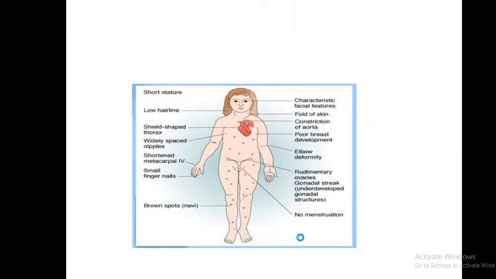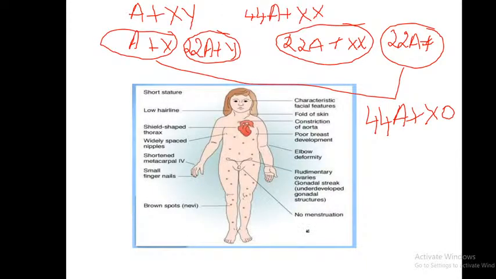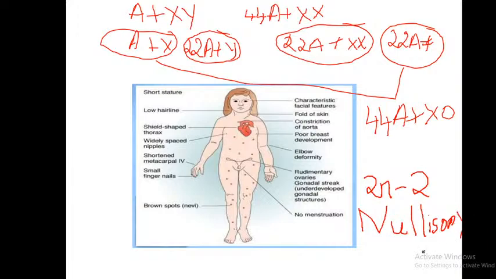Now, next is nullisomy. Nullisomy is an individual having two homologous chromosomes less than the normal complement, that is 2n minus 2. Two chromosomes will be missing. That is nullisomy. An individual having two homologous chromosomes less than the normal diploid complement is termed as nullisomic.